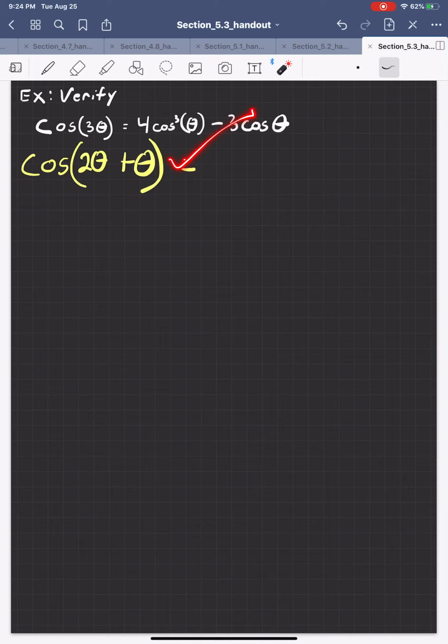But is there a formula out there that we could use that would help here? So let's see if we can get through the rest of this. We might have to use a sum and difference formula. We might have to use a double angle formula. But nevertheless, let's see what we can do here.